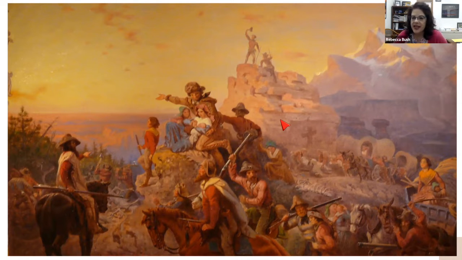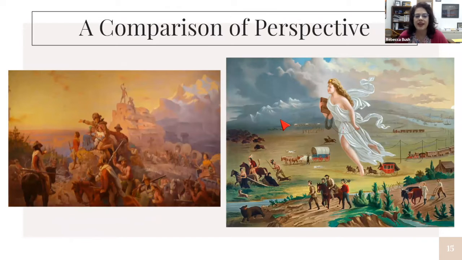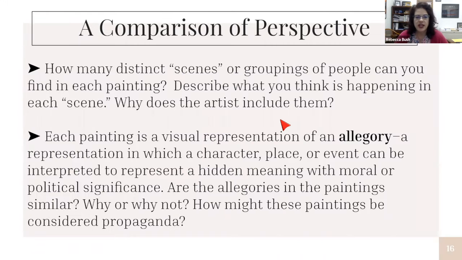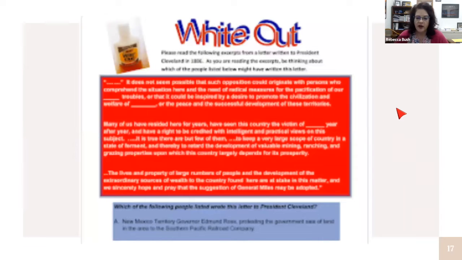Group 3 is going to be comparing two paintings. And again, those are in the folder. And group 4 is going to be engaged in a whiteboard activity. So Jamie, have you created 4 groups? People can choose where they want to go. They're created.